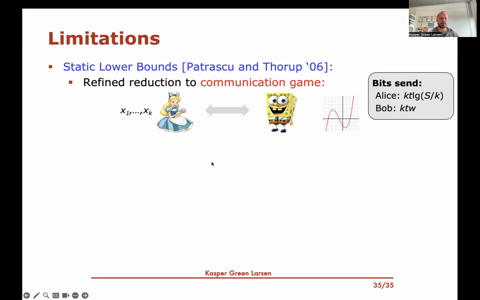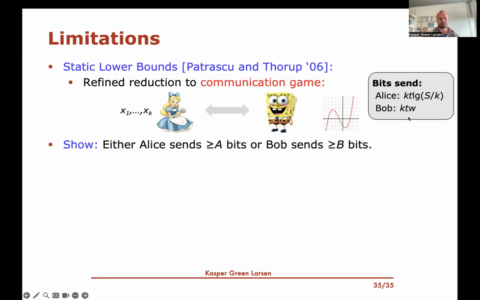Okay. And as with the other technique, let us check what are the limitations of this reduction. What are the highest lower bounds that we could hope to prove? So in the reduction, we always get this fact that Alice sends kt log s over k bits and Bob sends ktw bits. We can always try to prove a communication lower bound that either Alice is sending a bits or Bob is sending b bits, meaning that we always get these lower bounds that t is the minimum of two terms. So this is the same as before.